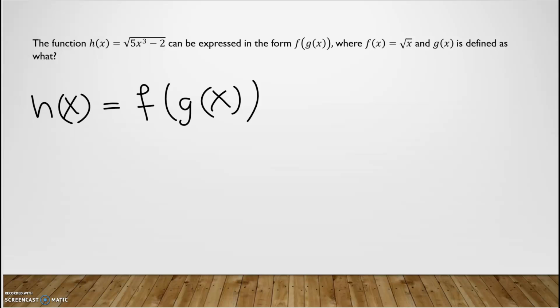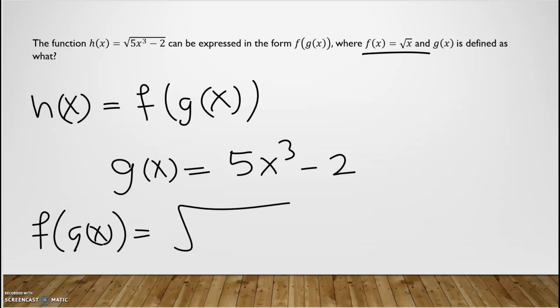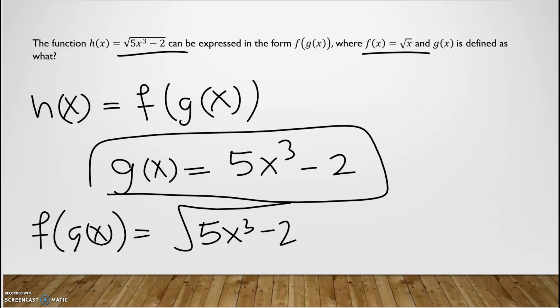We already know that f is a square root function, so that means that g would have to be what's underneath the radical. So that would have to be 5x cubed minus 2. Now if we say f is the square root of x and g is 5x cubed minus 2, if we looked at f of g of x, we would say this is going to be the square root not of x, but of 5x cubed minus 2, which is what we get right here. So that means that g has got to be 5x cubed minus 2 if f is already that square root function.